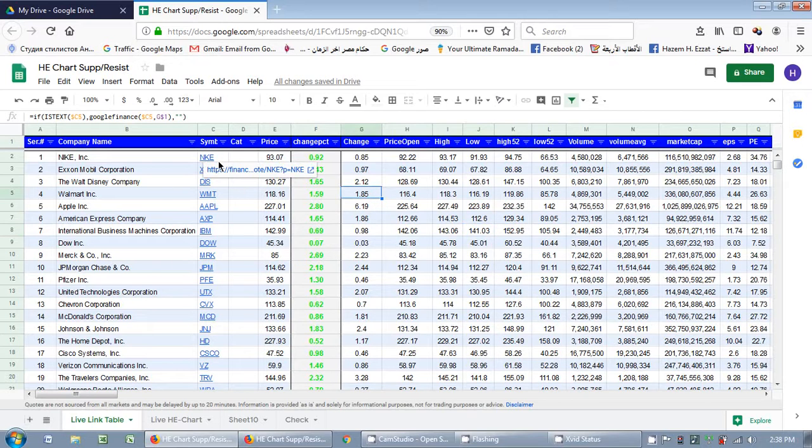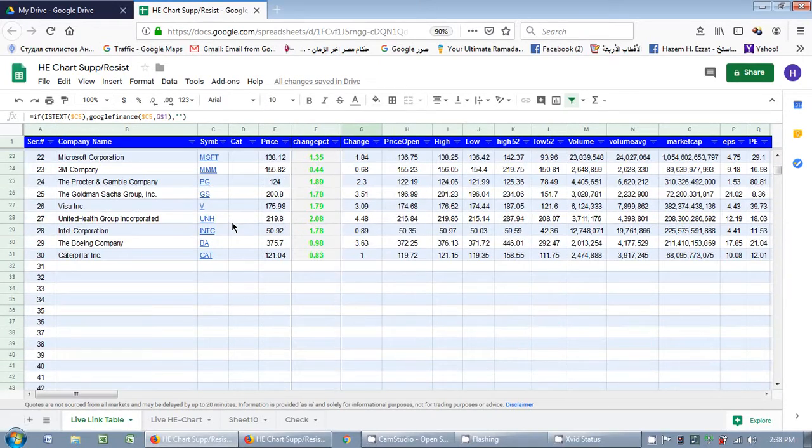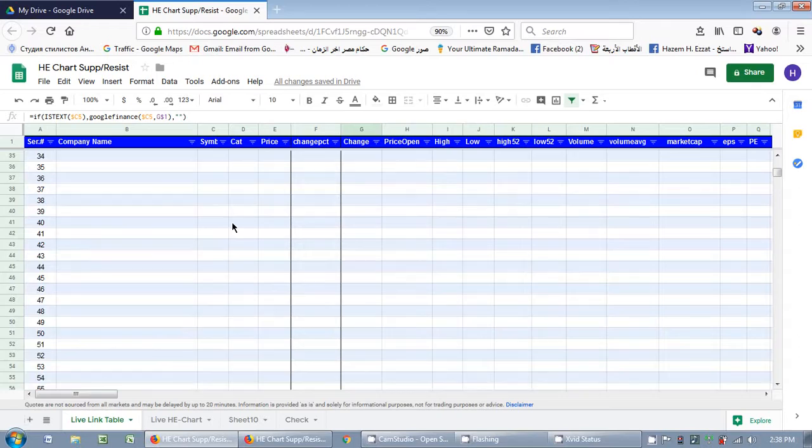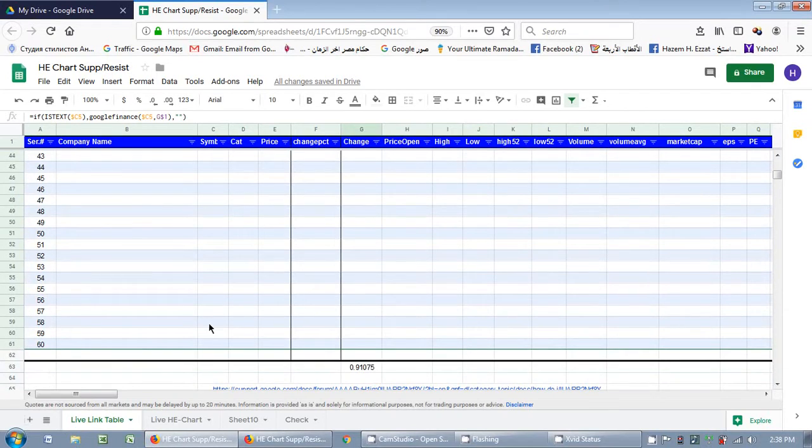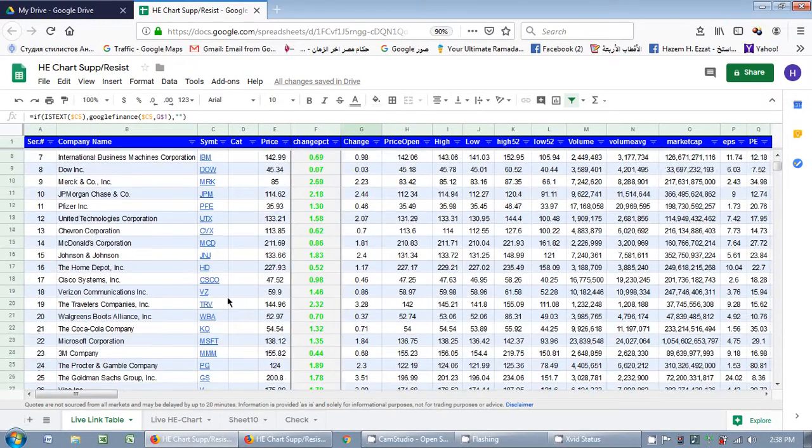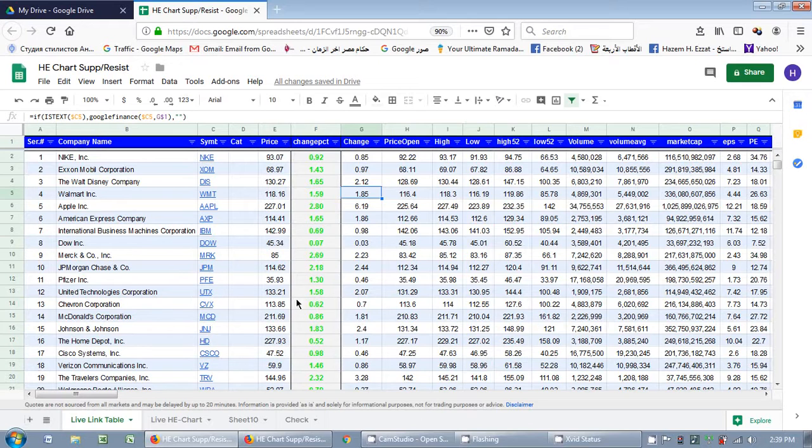It is using the 30 company constituents of the Dow Jones Index, and it has a capacity of up to 60 stocks. You can leave me a comment if you'd like me to provide a sheet with more capacity. The sheet includes all the parameters which you might need, as in the price percentage change, the point change, price open, high, low, close, market cap, and even EPS, PE, and later on beta.